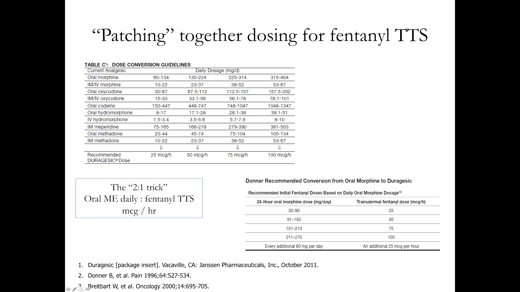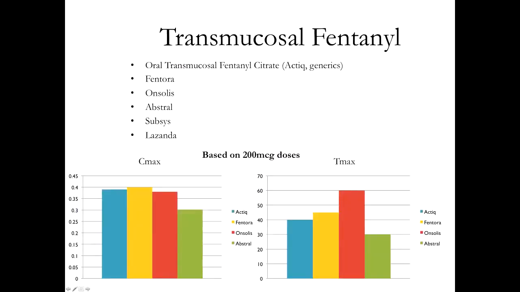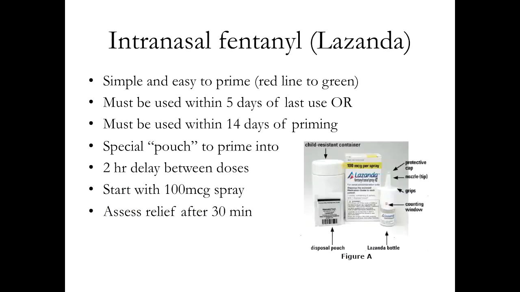There are a number of transmucosal fentanyl products that are available. You have Actiq, which is the lollipop, Fentora, Onsolis, Abstral. Those are all either buccal tablets or films. You have Subsys, which is a fentanyl sublingual spray. And then you have Lazanda, which is a fentanyl intranasal spray. All of these are fast-acting fentanyl products. These all are covered under the transmucosal fentanyl REMS program and have limited distribution.